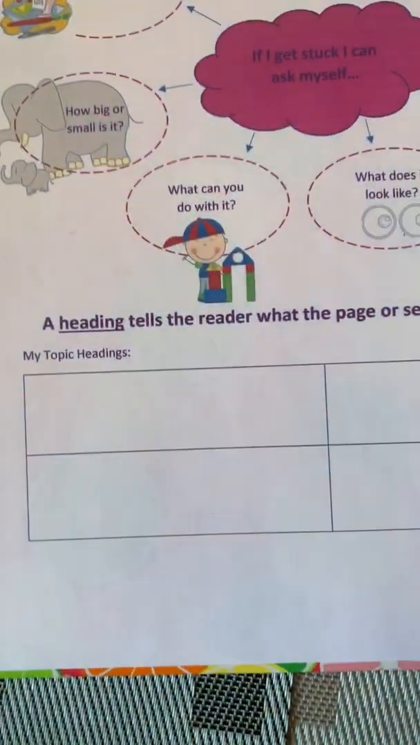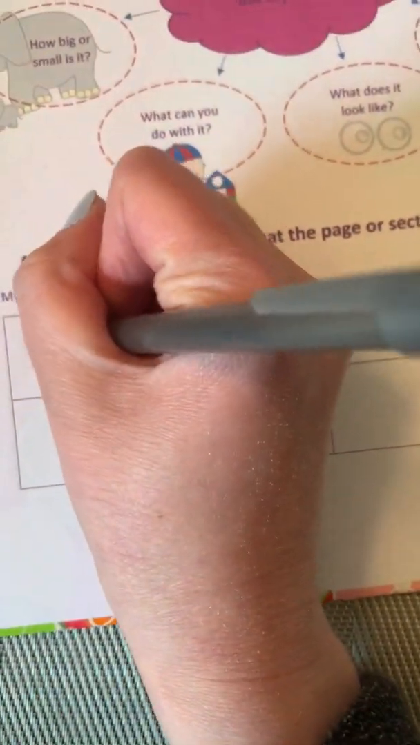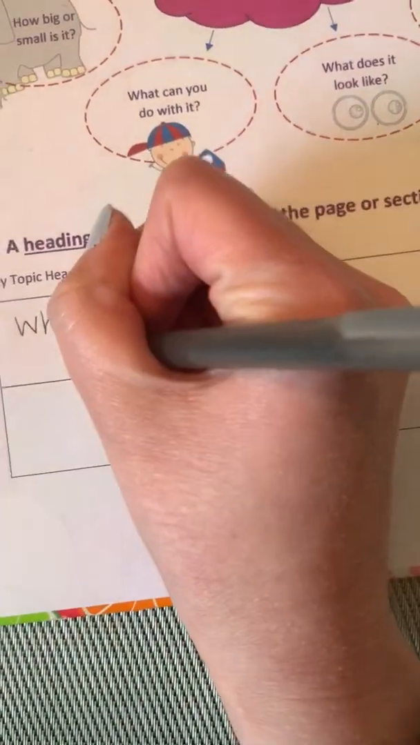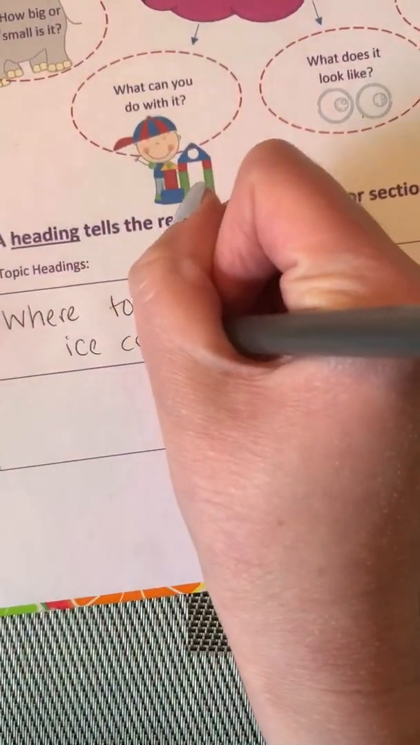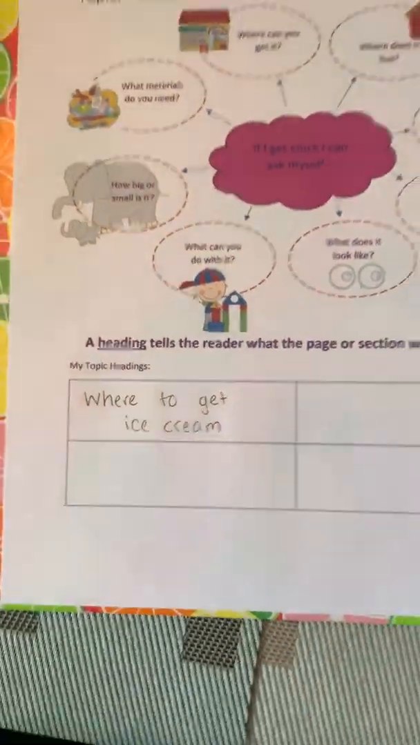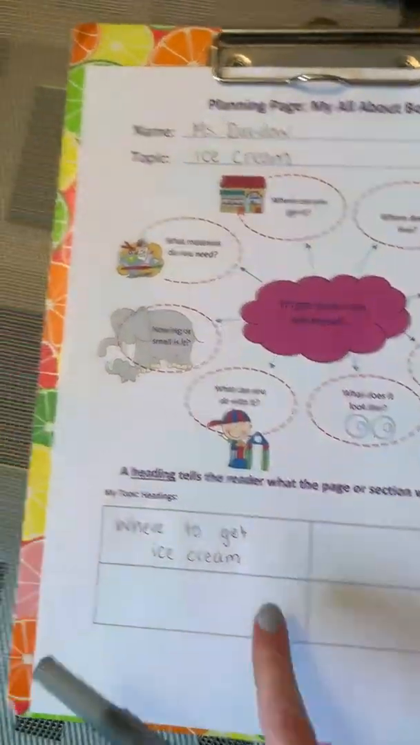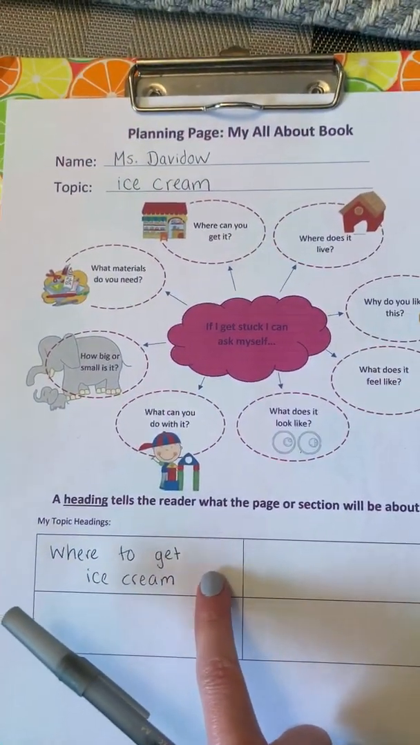So I know that a great heading that's all about ice cream could be where to get ice cream. Because I can write a lot about all the different places that you can get ice cream. So that's going to be a heading for my All About book.